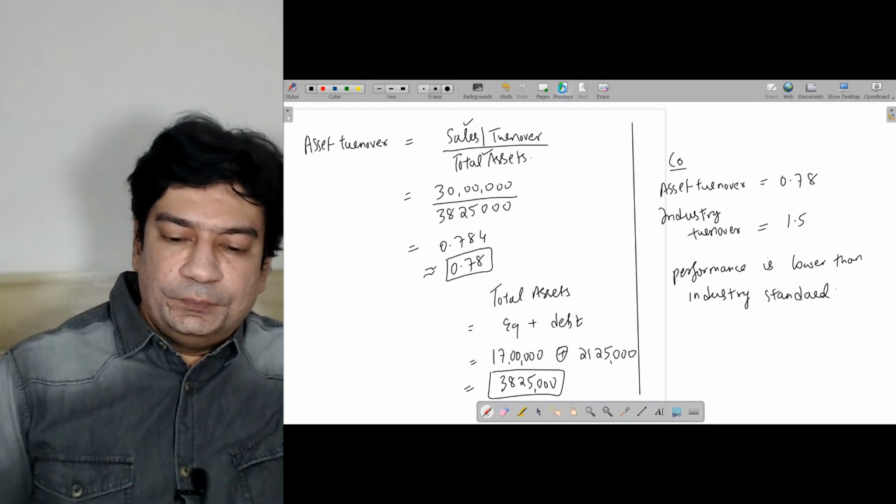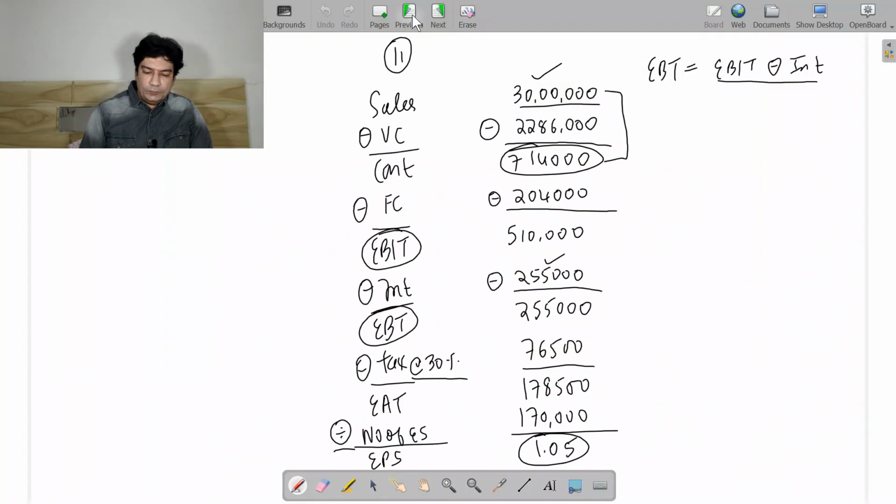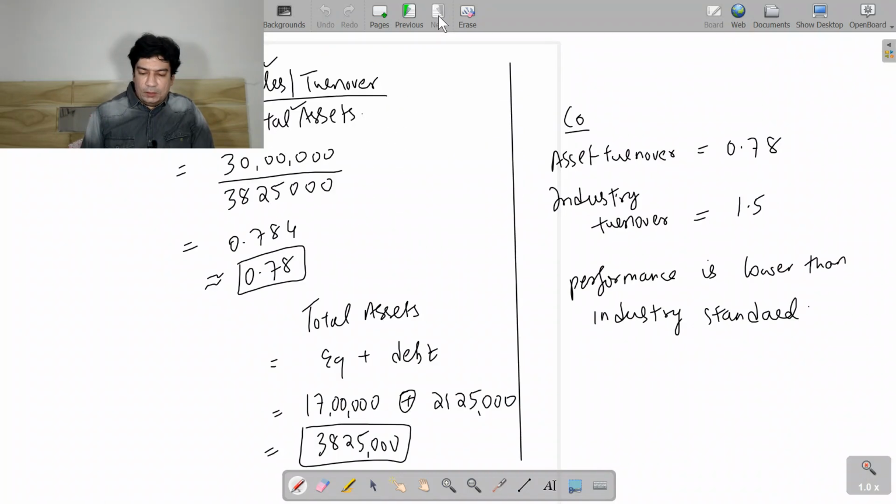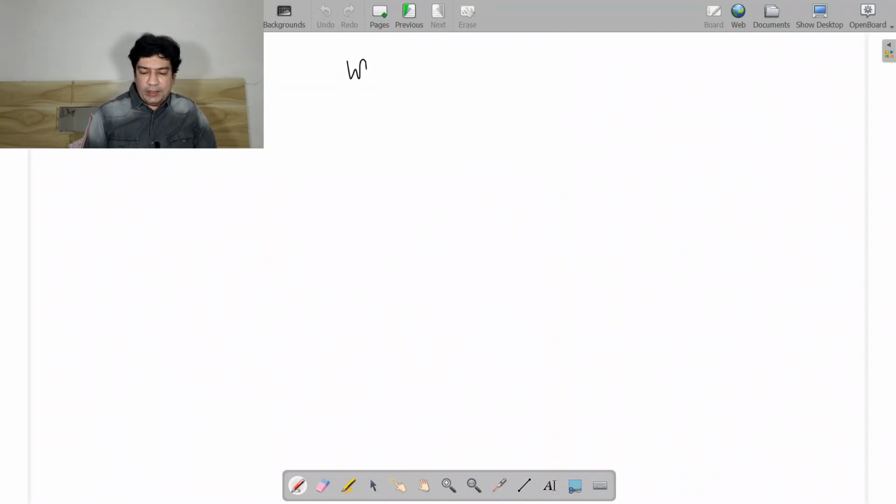So we have done it. We have a low asset turnover compared to the industry. Our performance is not that great. Now, at what level of sales will the earning before tax of the company be equal to 0? They have given you a situation where your EBT, earning before tax, should be 0. And at this point of time, what will be your sales?